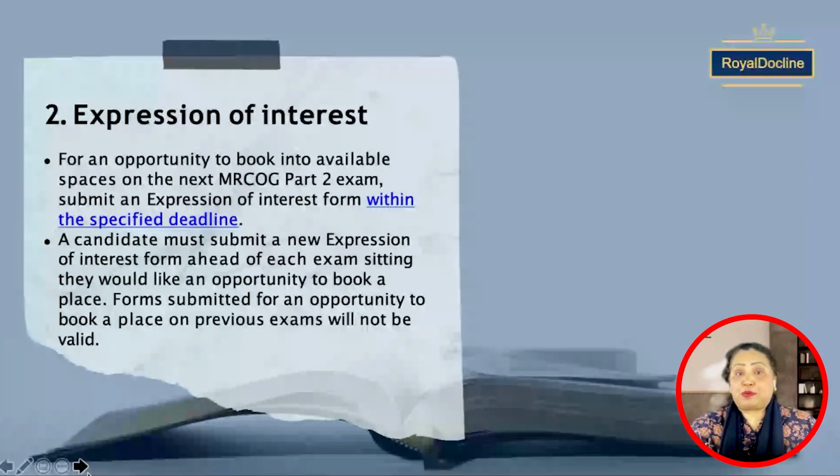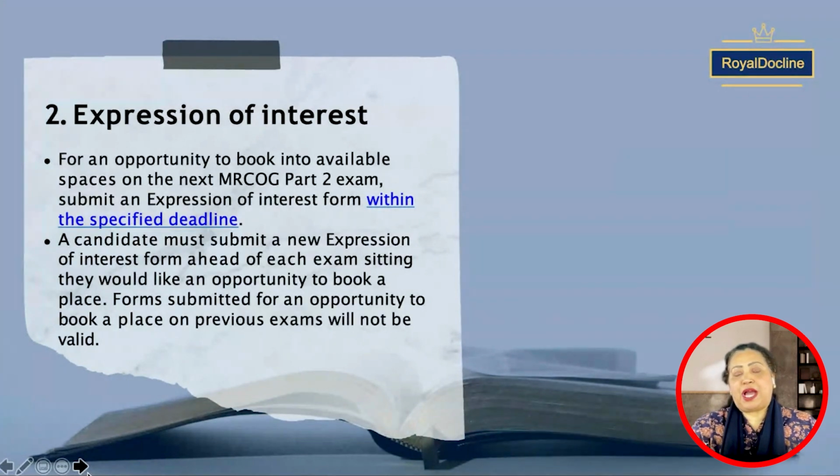Then comes the expression of interest. This is a new thing which the RCOG has published on its website. This is because lots of people are appearing in the Part 2 and Part 3 exam. So now the college wants the expression of interest, which means that when you want to book your exam, you express your intention for an opportunity to book into available spaces on the next MRCOG Part 2 exam.